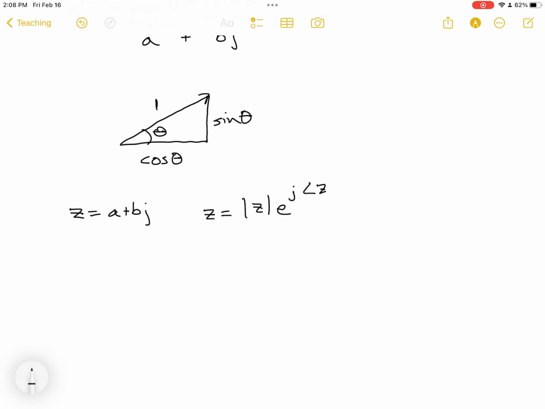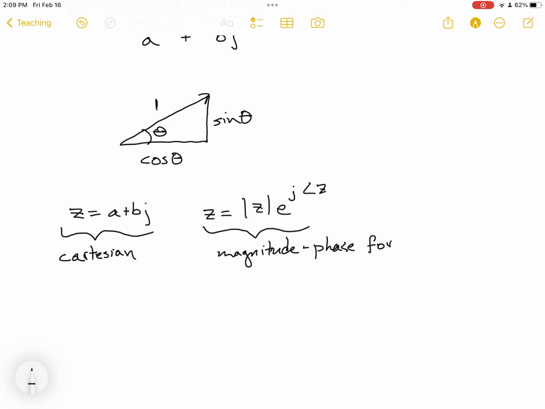So I'll call this Cartesian form, where you're just dealing with the axes, and this is magnitude-phase form. And you might be able to see that a + bj is a vector that forms a triangle, and magnitude-phase form is another way of looking at that triangle, where the magnitude of z is equal to the square root of a squared plus b squared.